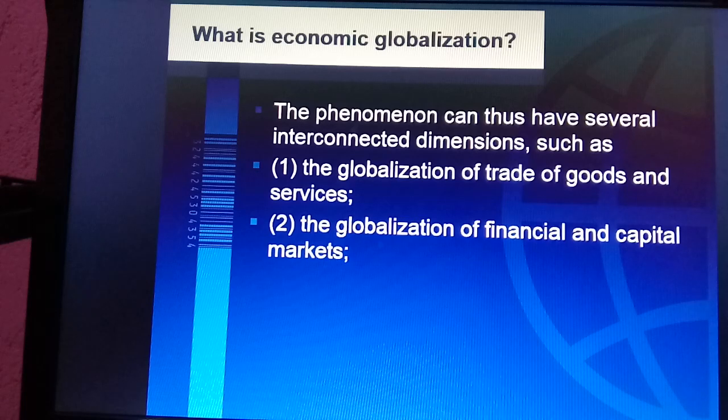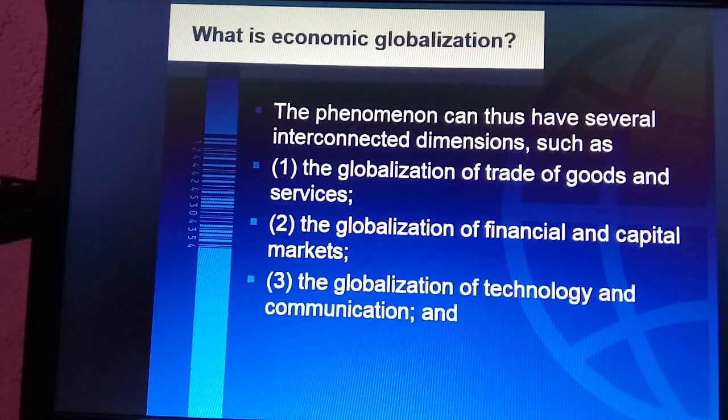Second, the globalization of financial and capital markets. Finance and capital are also moving now from one country to another, and then there is the establishment of multinational corporations, transnational corporations, global corporations that we will discuss as we go along. So, globalization of finance and capital markets. Then the globalization of technology and communication.